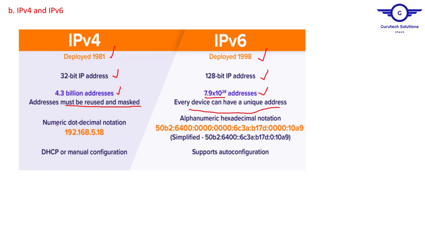Also, we see that an IPv4 address is numbers with a dotted decimal notation. For example, this one. But IPv6 is an alphanumeric hexadecimal notation. So it consists of numbers and letters, with a colon dividing the groups. And finally, IPv4 supports both DHCP and manual configuration. Now IPv6 can support auto configuration. A device can just auto configure itself with the IPv6 address instead of needing a DHCP server. So all of those we will look at later in the classes.